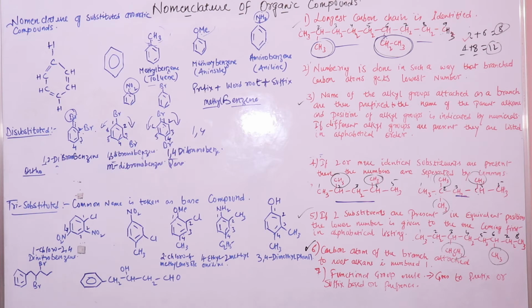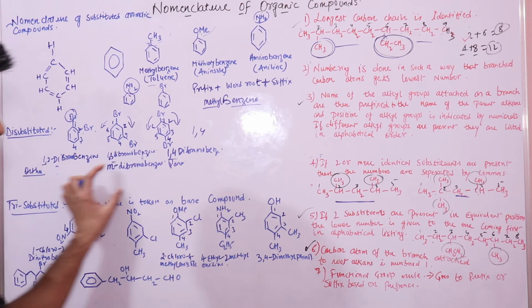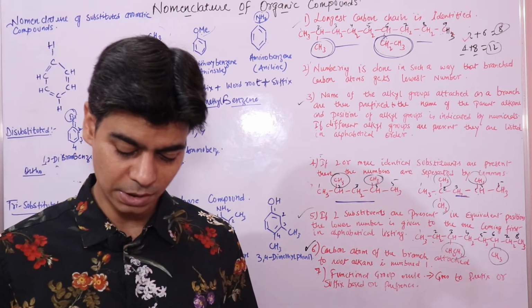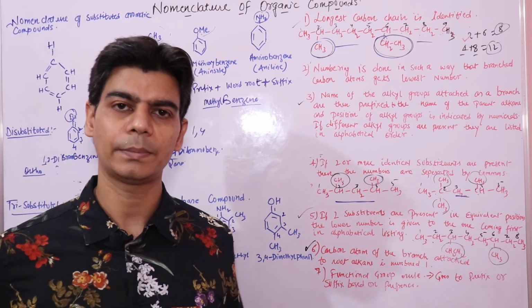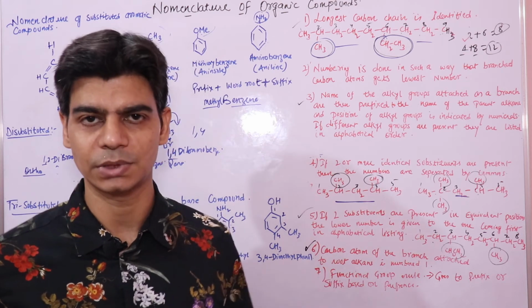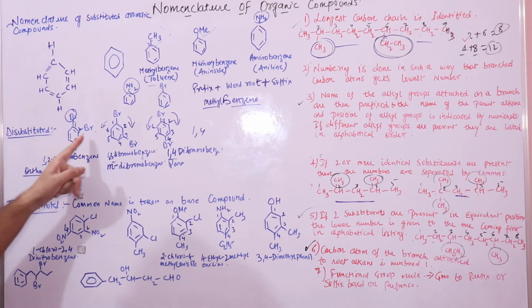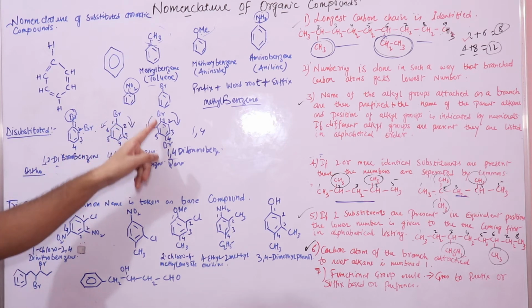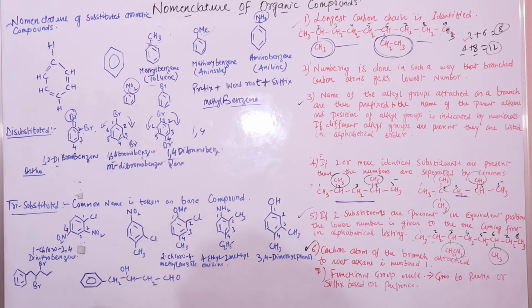So in case of disubstituted, the most important thing that you need to remember is ortho, meta and para substitution, right? And what does ortho, meta, para show? It just shows the position of the substituent. Ortho means 1 2, meta means 1 3, para means 1 4, right? And this is a trivial system, right? Now come to the tri-substituted.